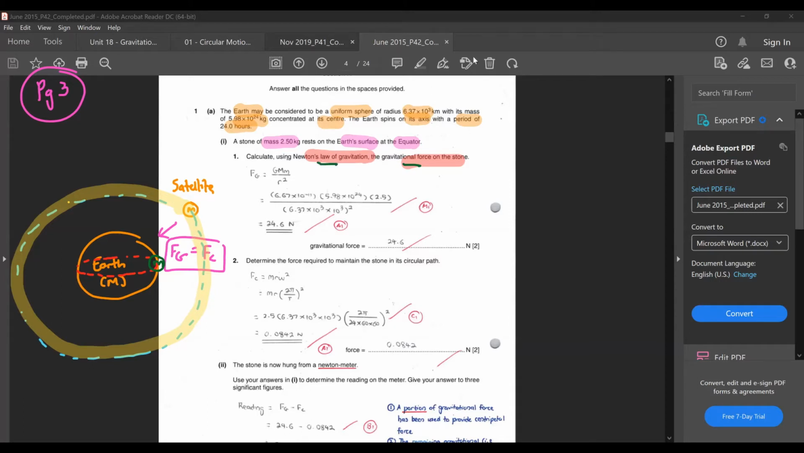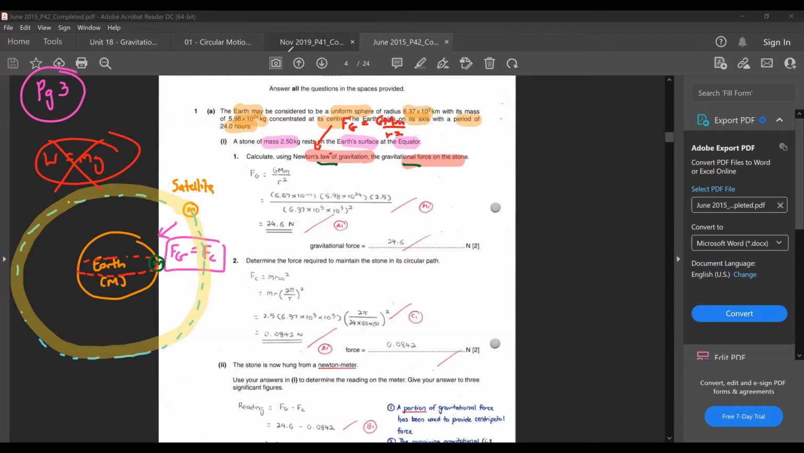So Newton's law of gravitation tells you that gravitational force is Fg equals GMm over r squared. Okay, now you would also have remembered that to find the weight of any object or the gravitational force on any object, you could have just used W equals mg. But here they don't want you to do that because they specifically said Newton's law of gravitation. So you must use GMm over r squared.